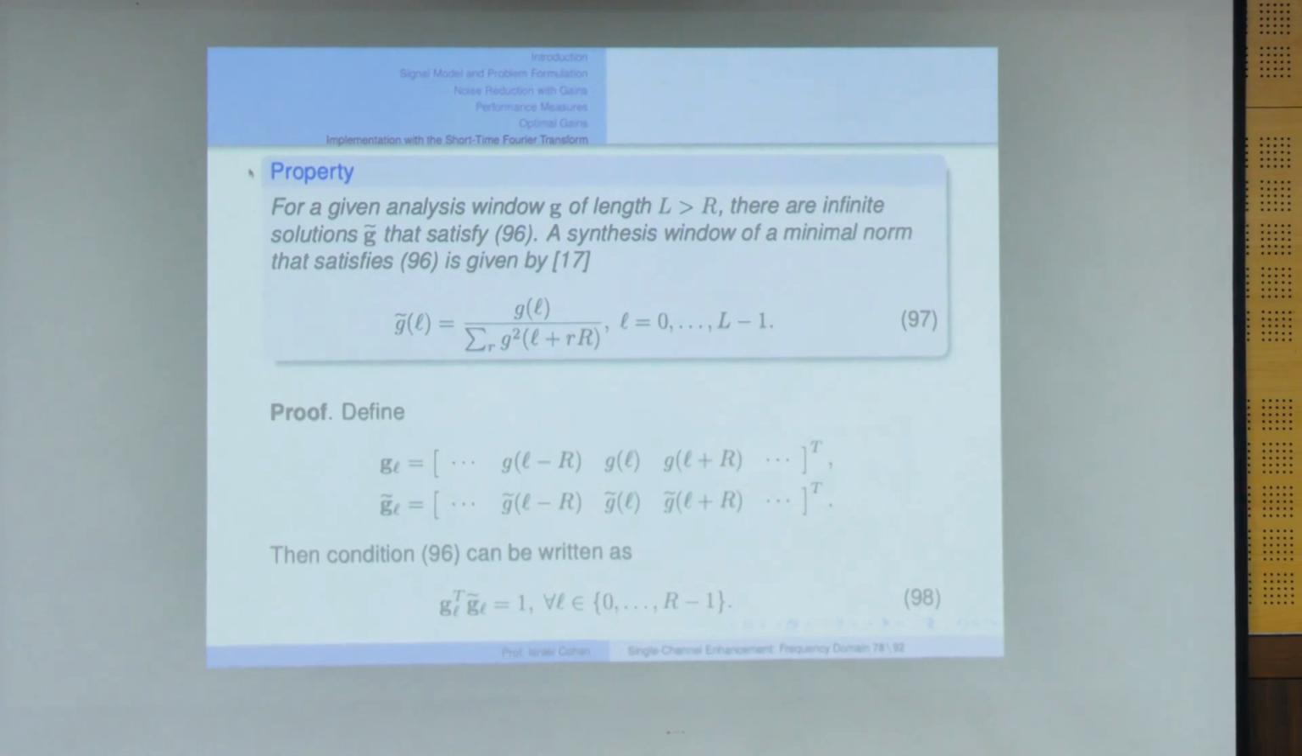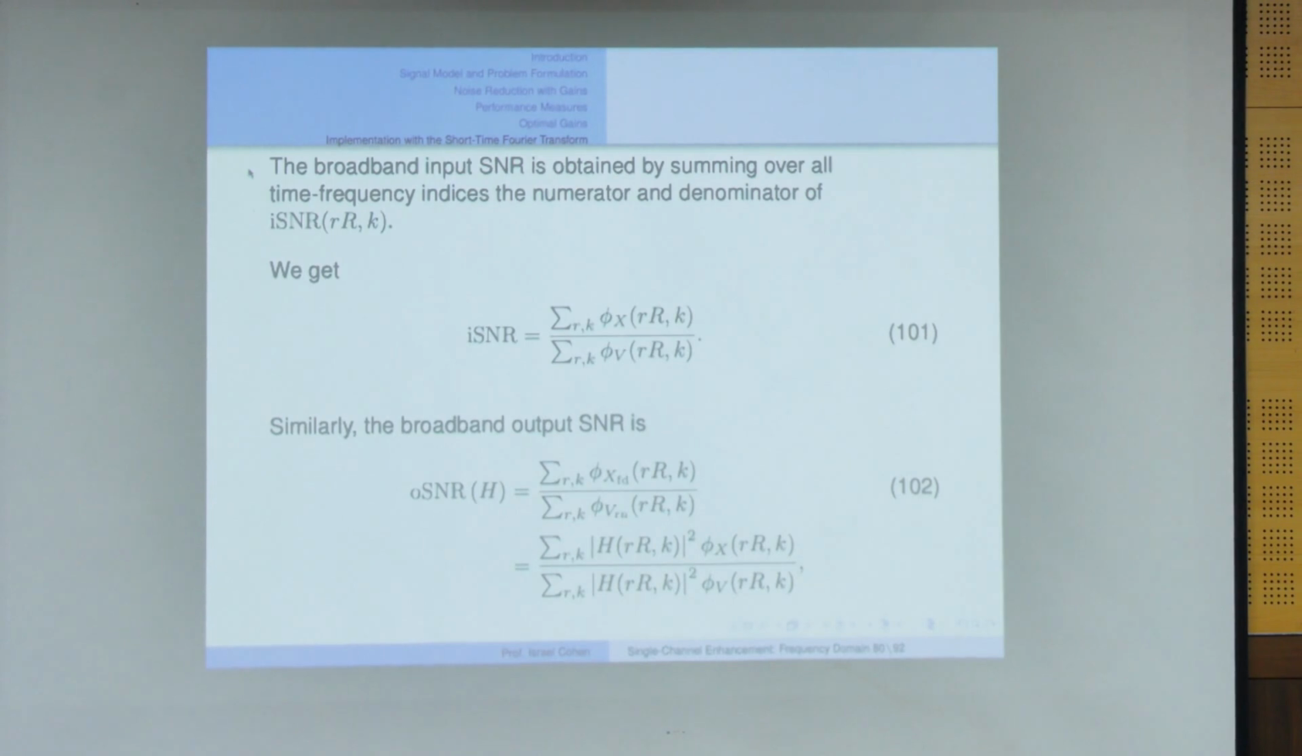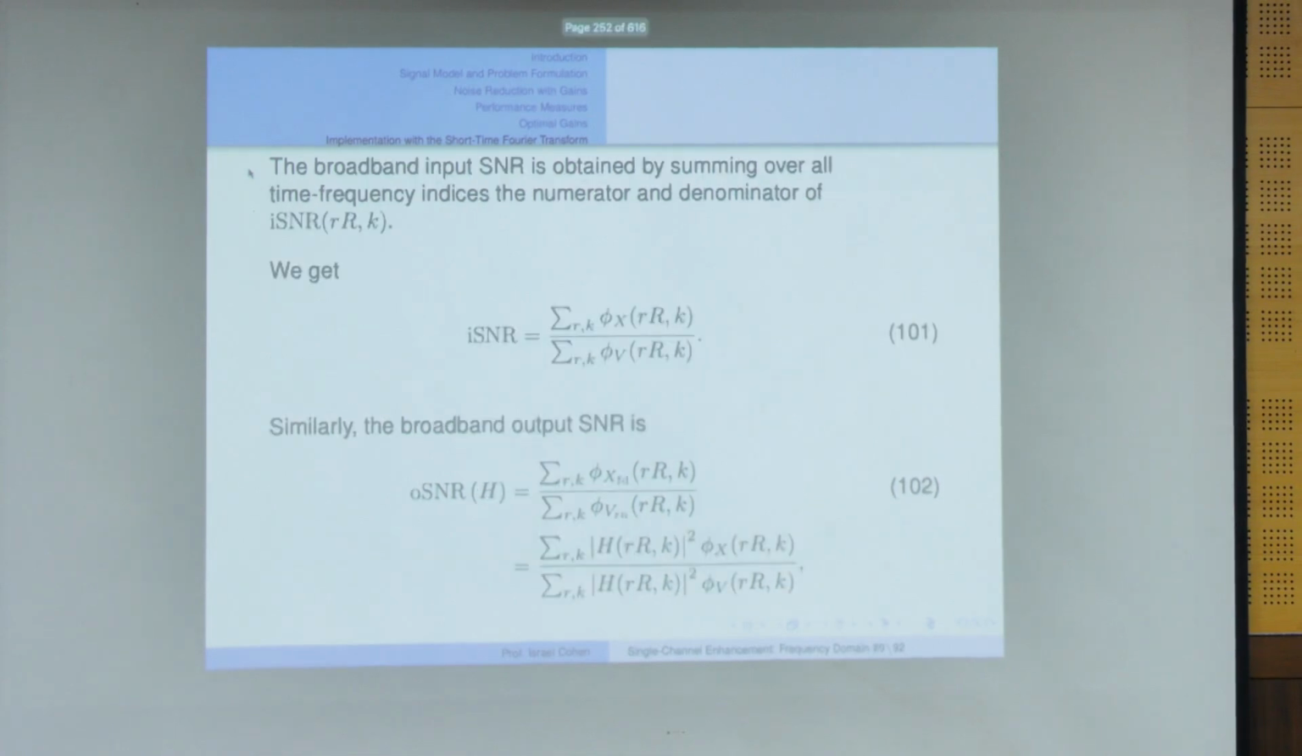Okay, let's move on. Okay, so the input SNR for each sample is this ratio, the variance of X in that sample divided by the variance of the noise in that sample. And then we can get the optimal gain just like we saw for the Fourier transform. We can apply that.